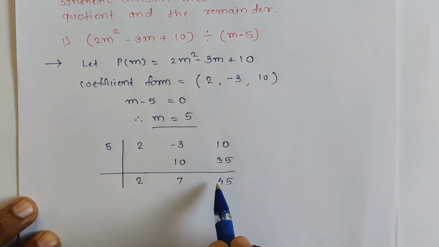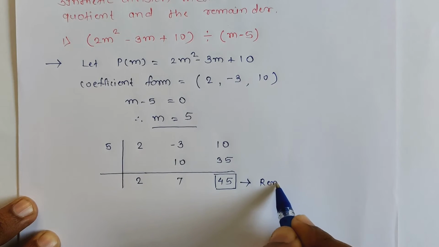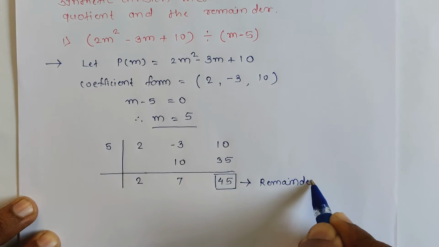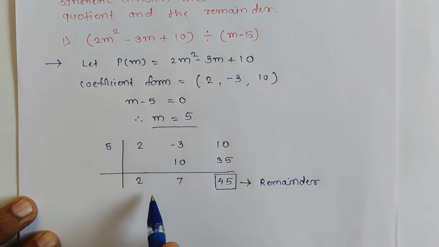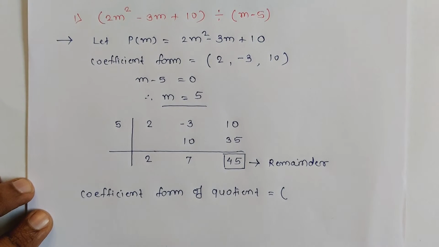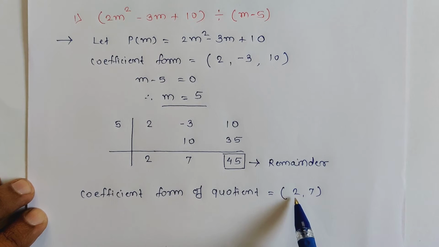Now in this division, the last term is the remainder, and the other two terms are the coefficient form of our quotient. So the coefficient form of the quotient is just 2 and 7. Now we have to convert this into standard form. Here 7 is the constant term and 2 will be the coefficient of the term m.